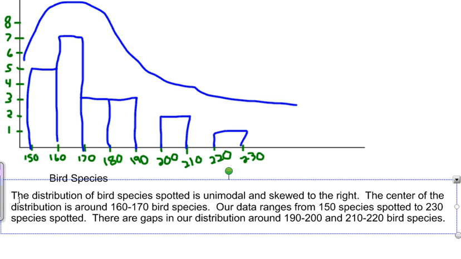So that is me describing my distribution. I talked about the shape, the center, the spread, and outliers or unusual features. So that is the Chapter 4 video example. Again, this chapter is all about quantitative data and displaying it.